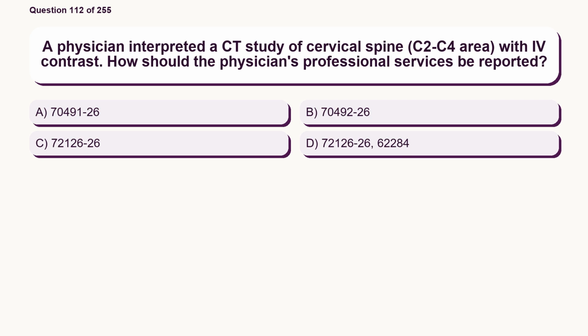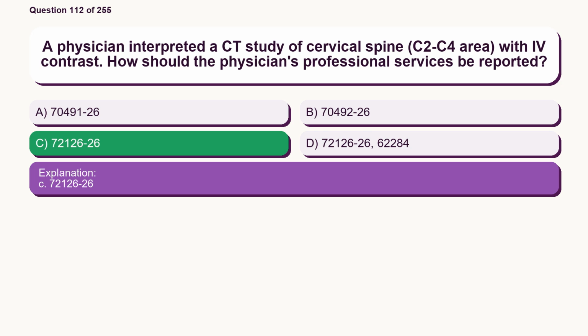Question 112. A physician interpreted a CT study of cervical spine, C2-C4 area, with contrast. How should the physician's professional services be reported? Option A, 70491 to 26. Option B, 70492 to 26. Option C, 72126 to 26. Option D, 72126 to 26, 62284. The correct answer is option C, 72126 to 26.